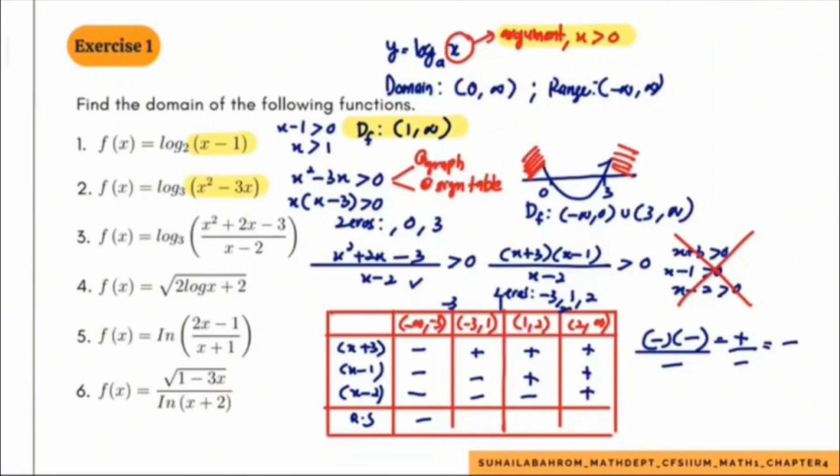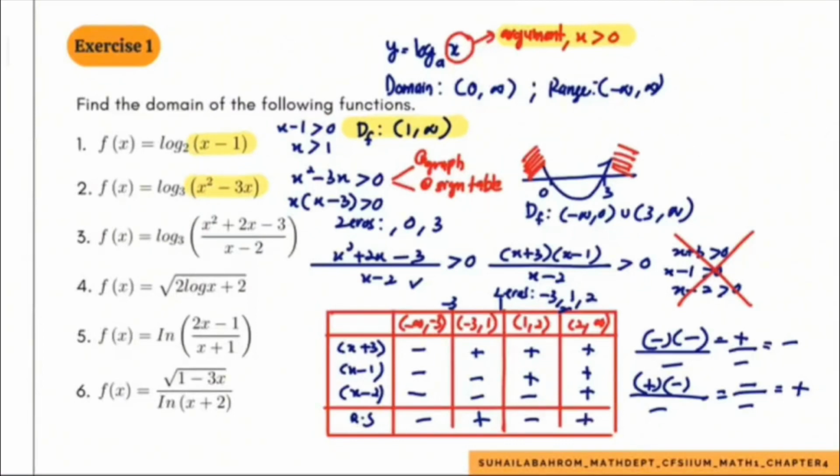Same goes to the next column. A positive number multiplied by a negative number, you will get negative in the numerator. In the denominator, you will get negative. So a negative number divided by a negative number gives positive. Same goes to the other two columns here. You will get negative and positive.